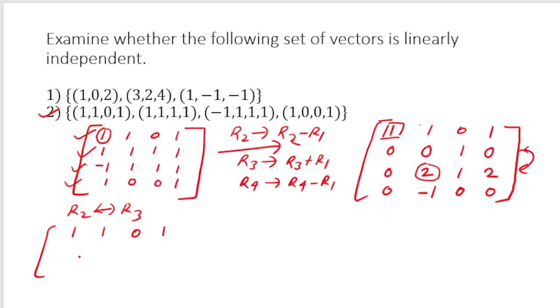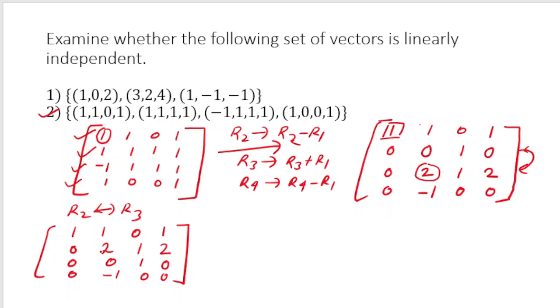So here I am going to write it as 0, 2, 1, 2, and then 0, 0, 1, 0, and then 0, minus 1, 0, and 0. Right.